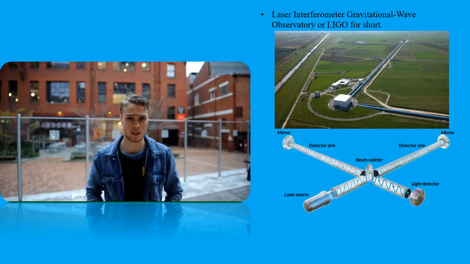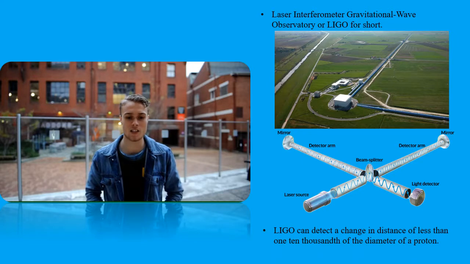Given how sensitive the 10 centimeter long paths in our interferometers are, it is easy to see why LIGO can detect a change in a distance less than 1/10,000th of the diameter of a proton. LIGO has detected a number of gravitational waves since 2015 and continues to provide groundbreaking insight on the workings of the universe.